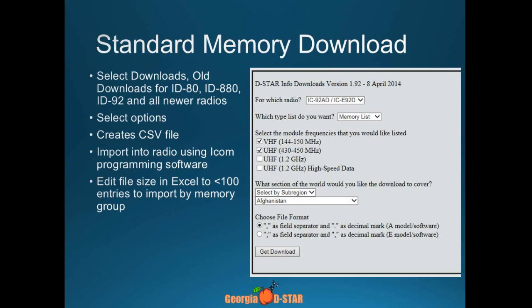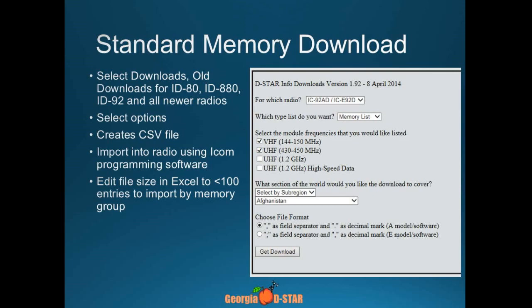But the kicker is you can select it centered around a certain area. So here I can select, I wouldn't select Afghanistan, but that's the default because it's A. But I could select like Southeast U.S. and then I can get that download.